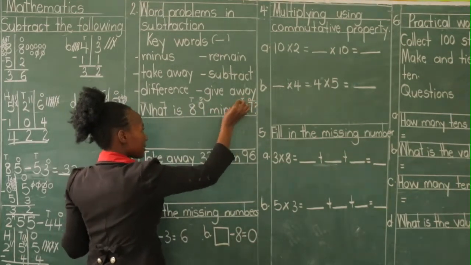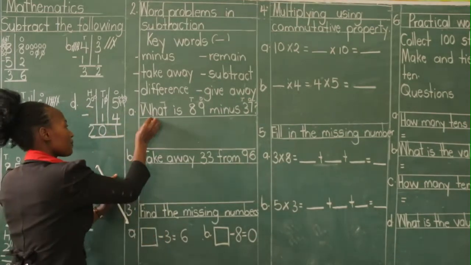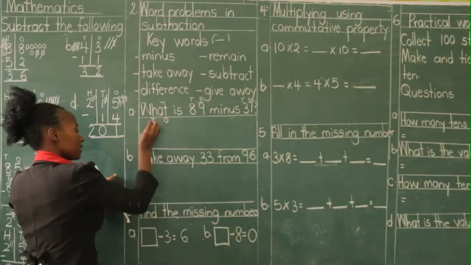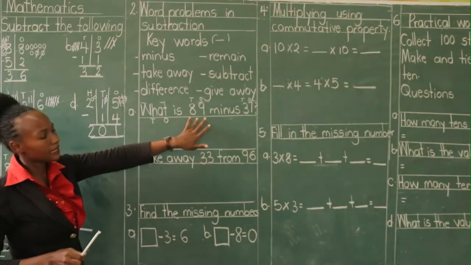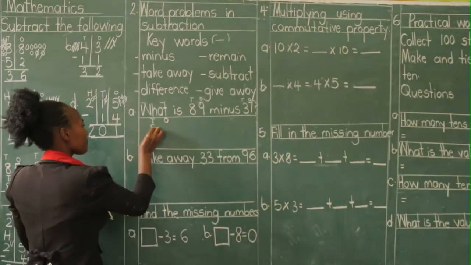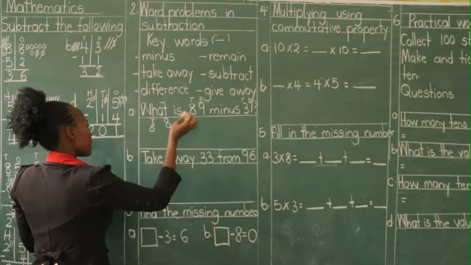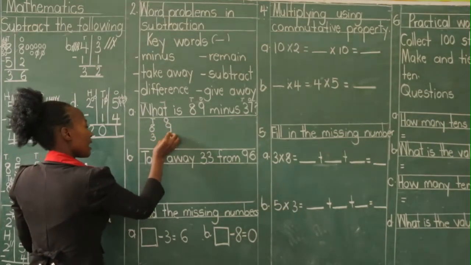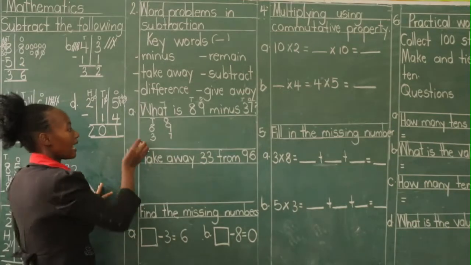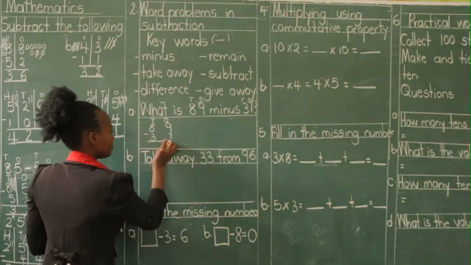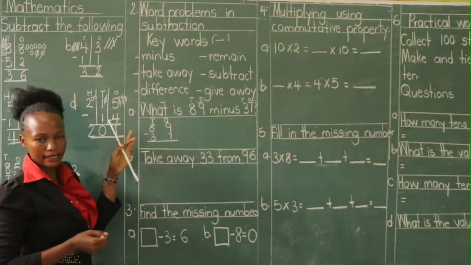Ones, tens. I first put the symbols here. Then I look at this number, 89. 8 is under tens, 9 is under ones. 3 is under tens, and 7 is under ones. Then I subtract: 89 minus 37.